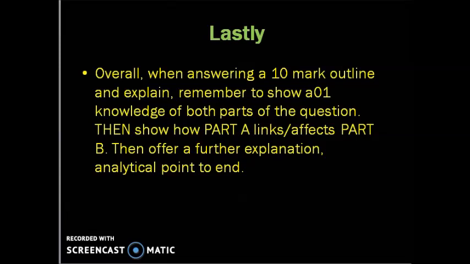So lastly, just to finish off, overall, when answering a 10-mark outline and explain, please remember to show AO1 knowledge of both parts of the question, then show how Part A links to or affects Part B. Make sure that you're offering further explanations and ending with that analytical point to finish.